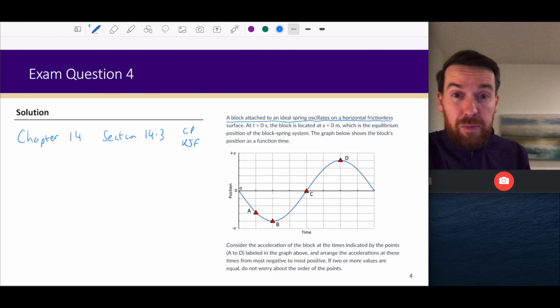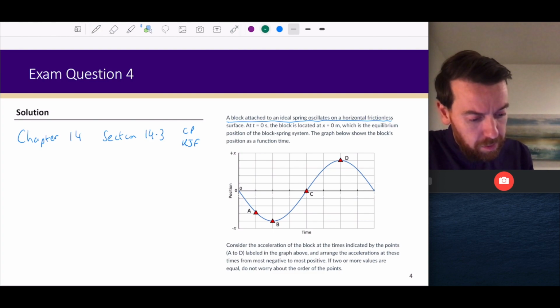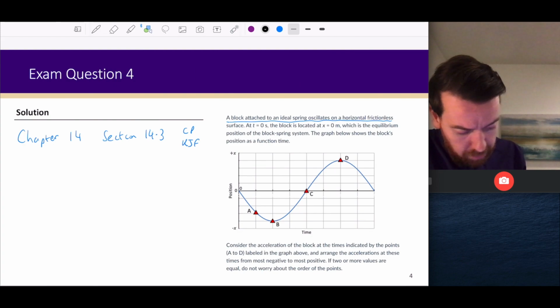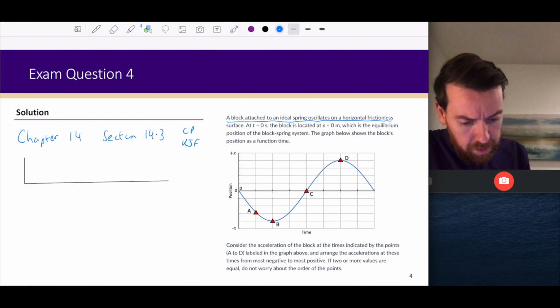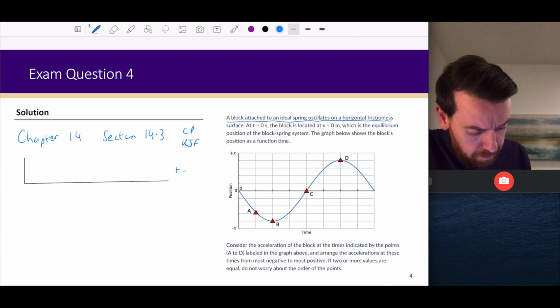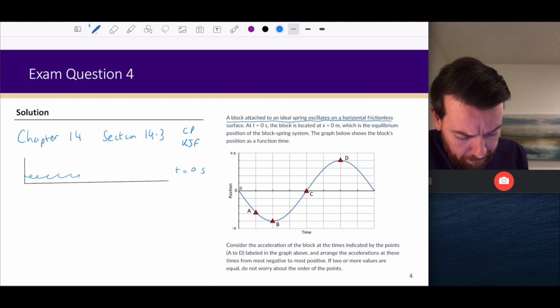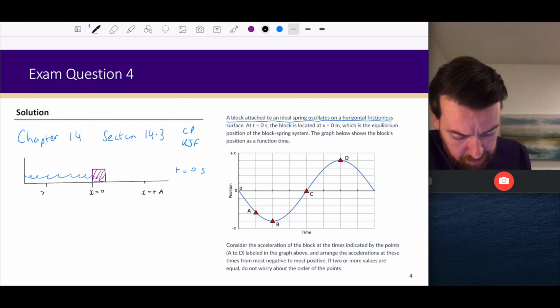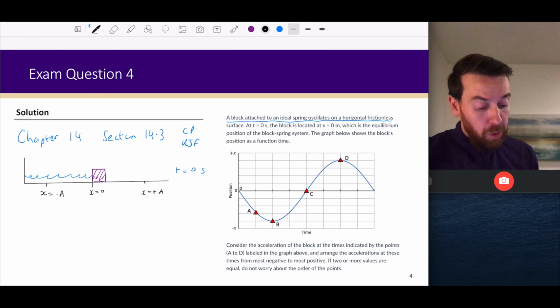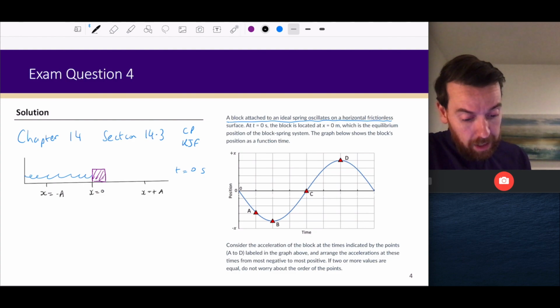So in this particular case, let's just draw a picture to start with, to think about what's happening in a scenario like this. Let's say at t equals 0, the block is at its equilibrium position. So let's imagine this is the block, and this is x equals 0, x equals plus A, and x equals negative A, and we know at time 0 it's moving to the left at its maximum speed.